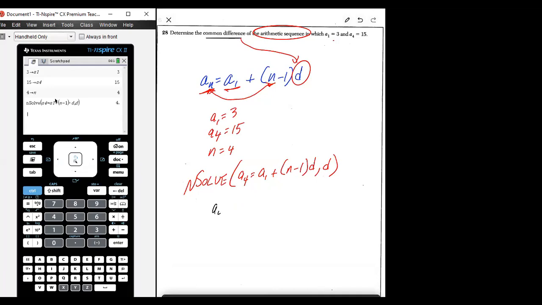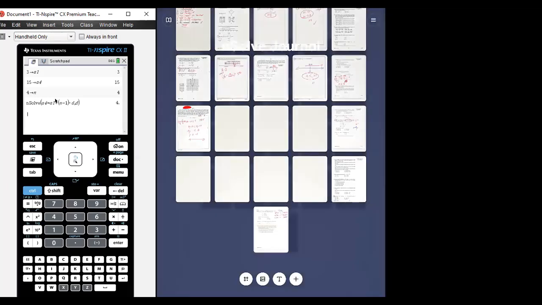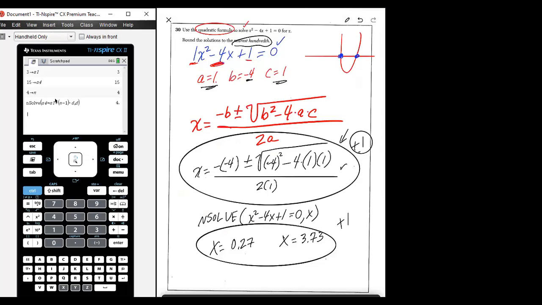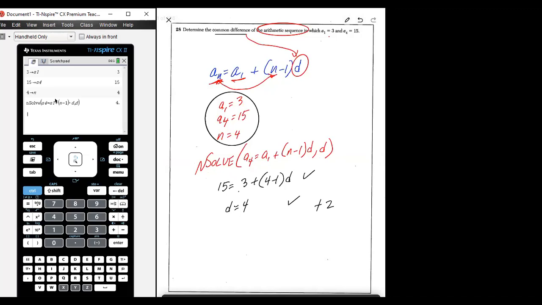If we do a sub 4, actually, we're going to put the numbers in. If we do 15 equals a sub 1, which is 3, plus n minus 1, which is 4 minus 1, and then d, and then we say d is equal to 4, I think if we do this, that's 2 points. So basically all I did was I actually took these numbers and plugged them in, just like I did over here on the quadratic. I just took these numbers, I just plugged them in, and then I nSolve. So that's it. That's all we're doing.